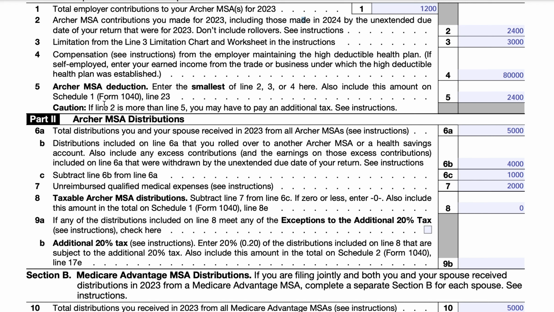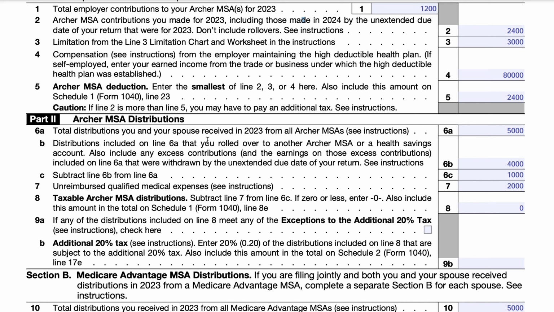So in part 2, Archer MSA distributions, basically you're going to figure out how much of your distributions are taxable, and then if they are taxable, do they or do they not meet any exceptions for the additional 20% tax that may be imposed on taxable distributions. So for most people, if you only take out the amount of distributions for qualified medical expenses, then you're going to be fine.